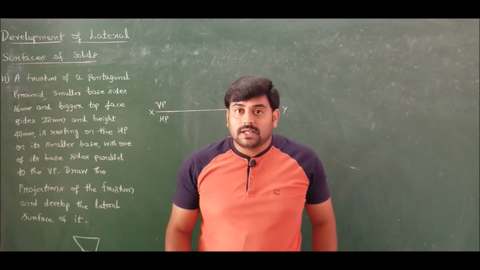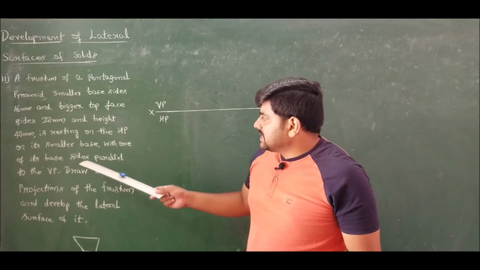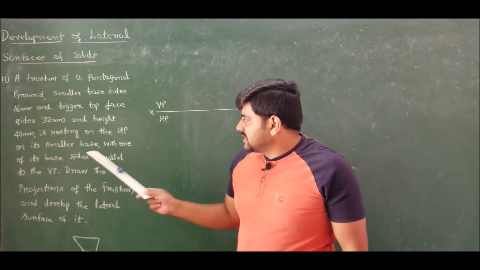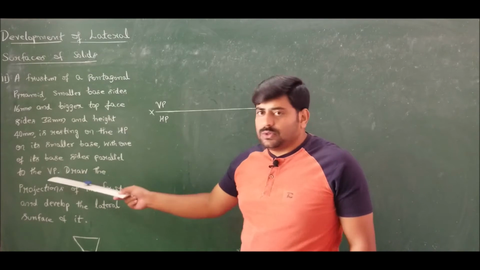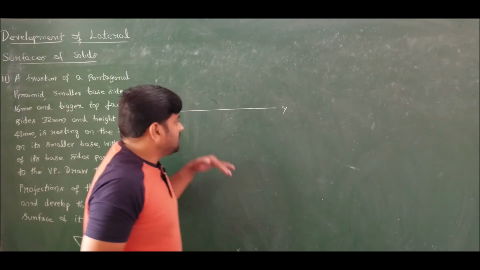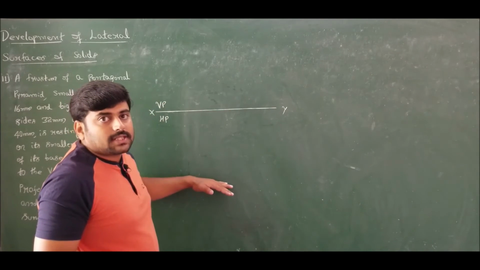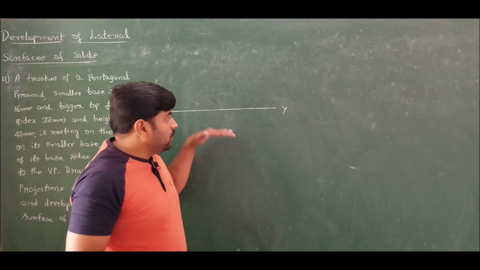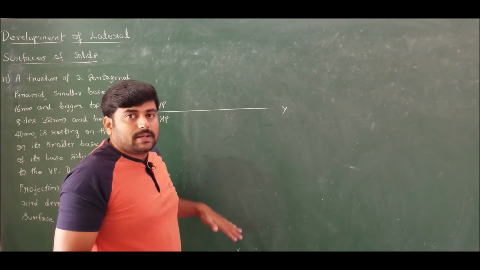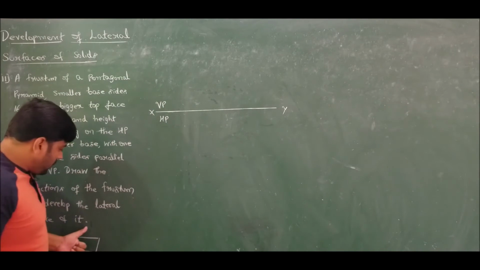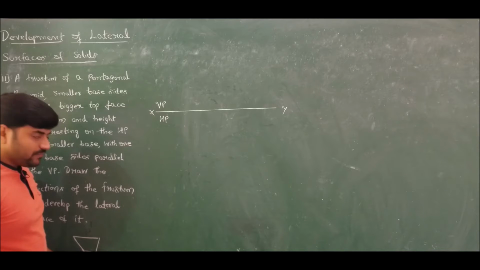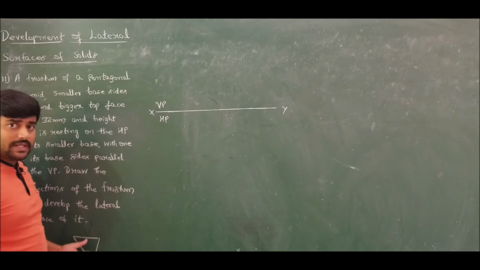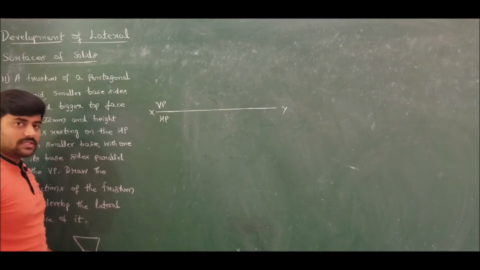Anything is correct, but a careful observation reveals that the problem clearly states that one of its base sides is parallel to VP. So I should draw one of the base sides parallel to VP, and then only can I construct. Therefore, first let me lay down the side which is parallel to VP, using which I will construct the pentagon. We have the top face pentagon of 32 mm side and the bottom face pentagon of 16 mm side.